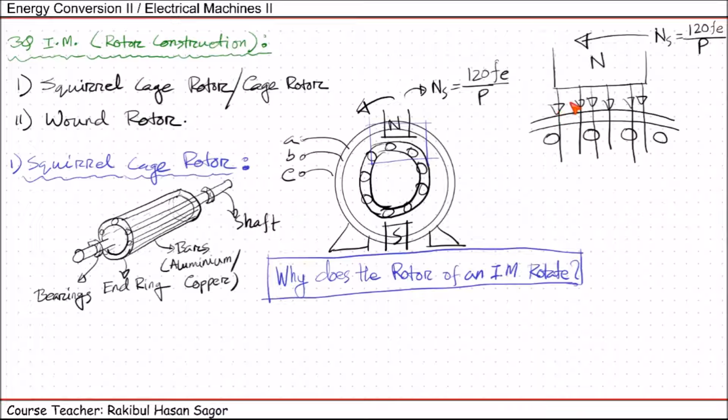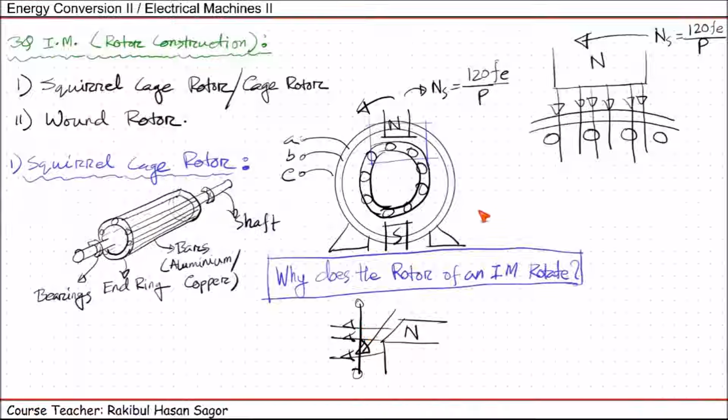So this field, while rotating, cuts the rotor bars. It is something like this. We have a magnet, north pole, and it's rotating or moving in this direction. This field is cutting this wire. So what will happen? There will be an EMF induced in this rotor bar, as we learned from our very first few lectures.